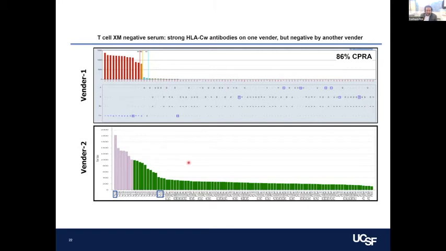So you need to be very careful. That comes with the practice, how many sera you use, how many sera you have tested. So it depends on the HLA laboratory.